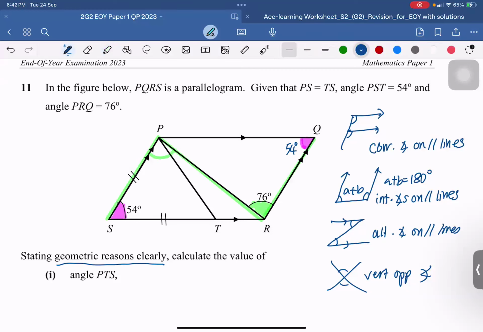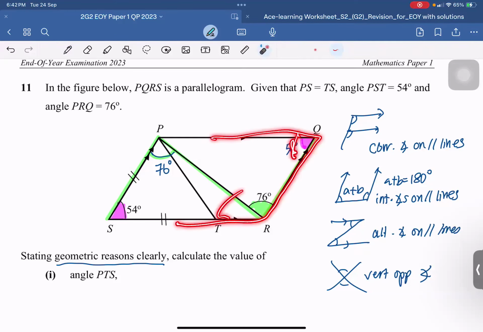The whole parallelogram is 360, right? So can I just take 360 minus 54 minus 54, then divide by 2 to get P and R? Yes, you can, not wrong. Actually, for me, I just take interior angles, 180 minus 54. Then I get my answer. This part is what you want to find.